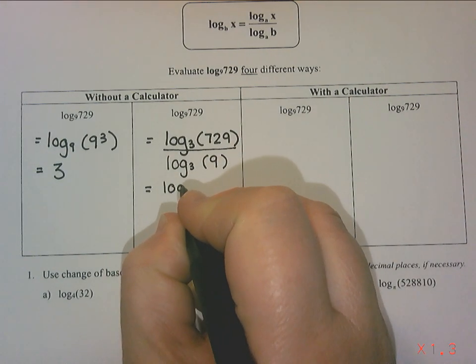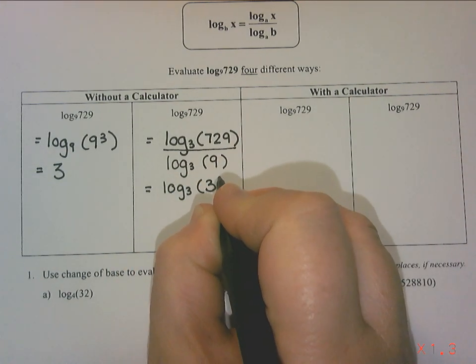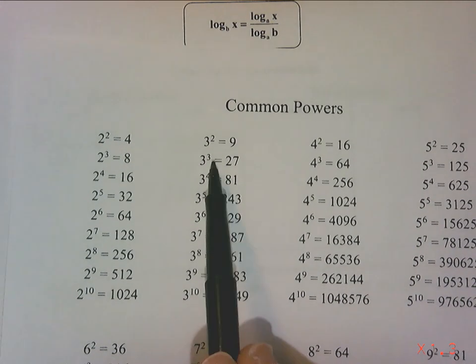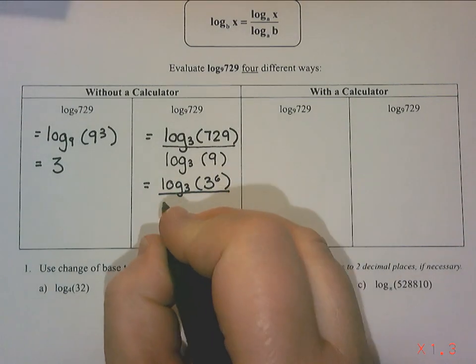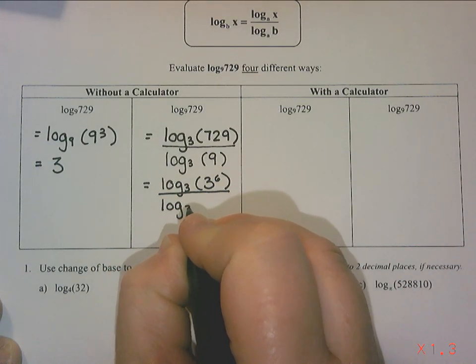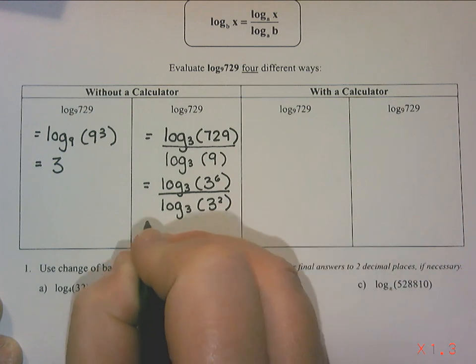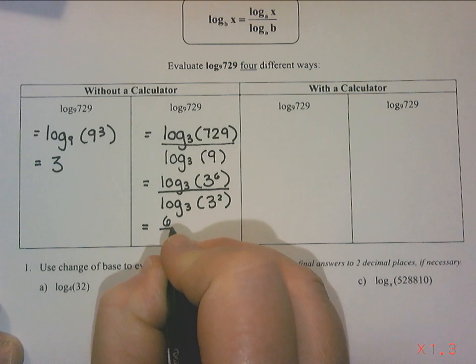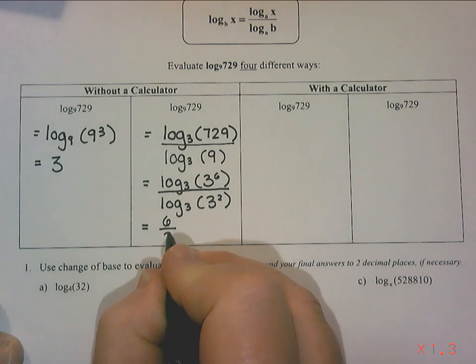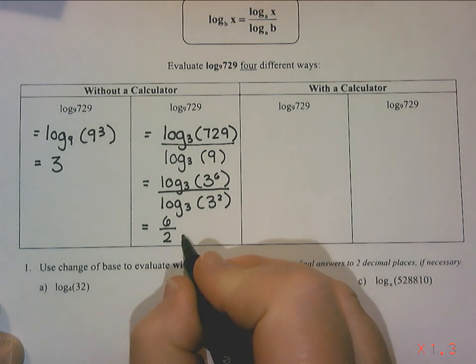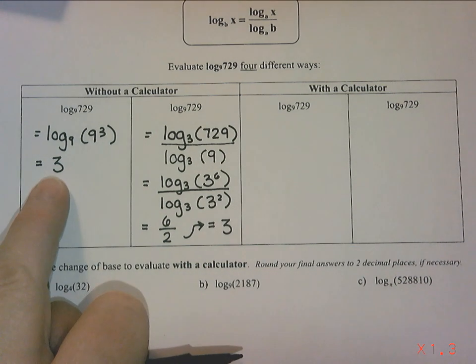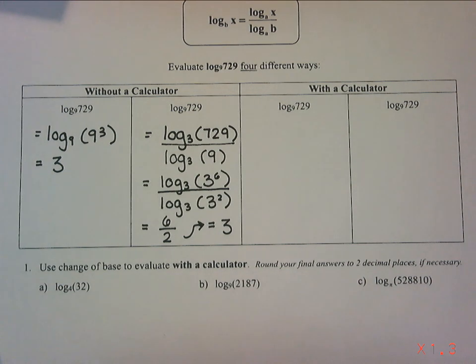729 is 3 to the power of 6. So this is log base 3 of 3 to the power of 6. And then 9 is 3 to the power of 2. So this is log base 3 of 3 to the power of 2. Okay, log base 3 of 3 to the 6 equals 6. Log base 3 of 3 to the 2 equals 2. And then 6 divided by 2 equals 3, which is the same answer that I got when we just evaluated it using the power sheet.